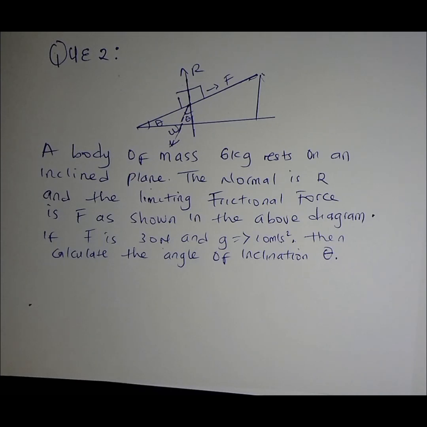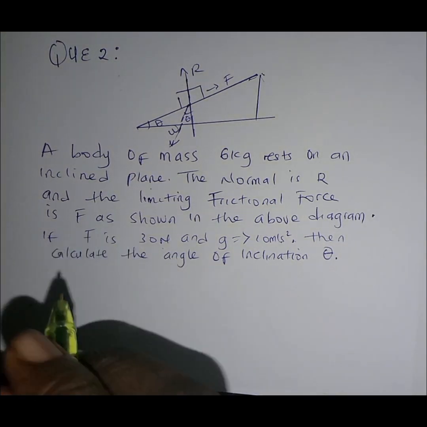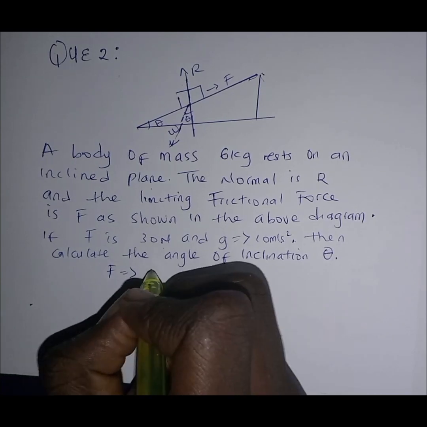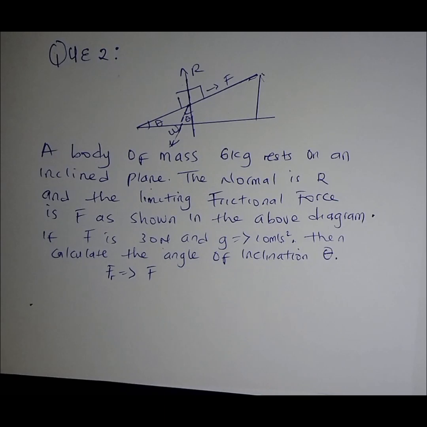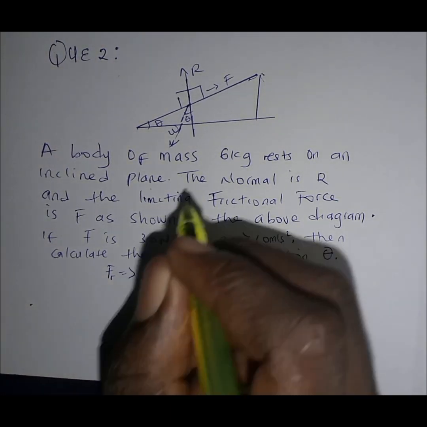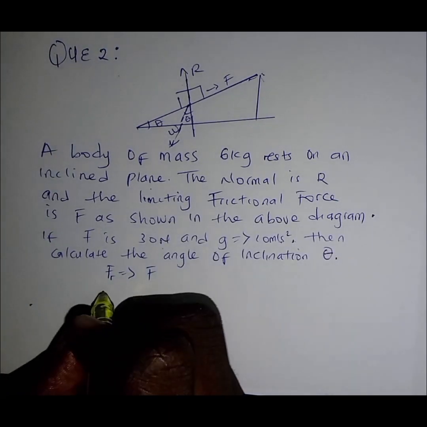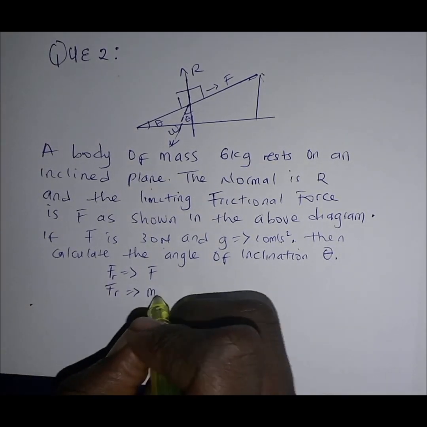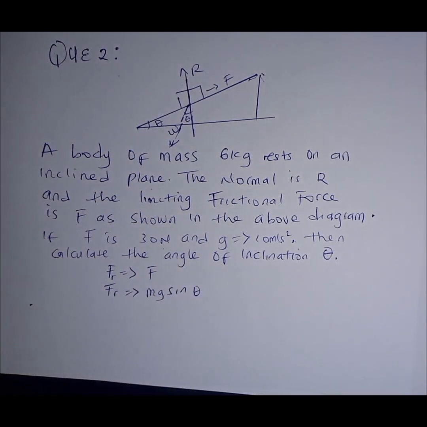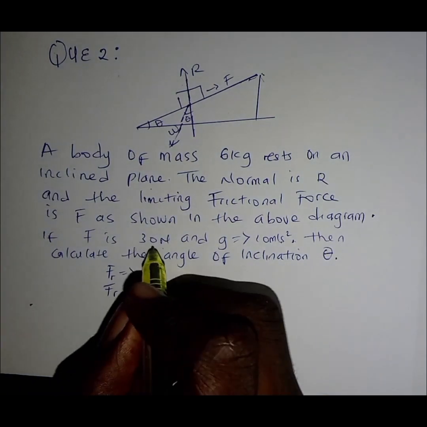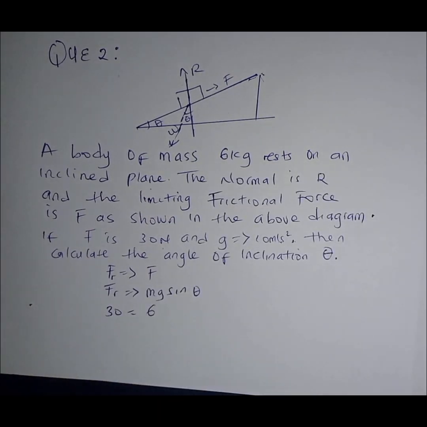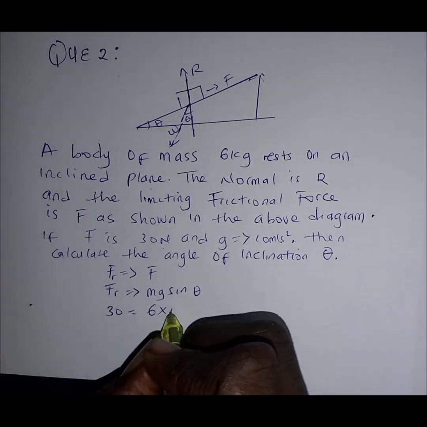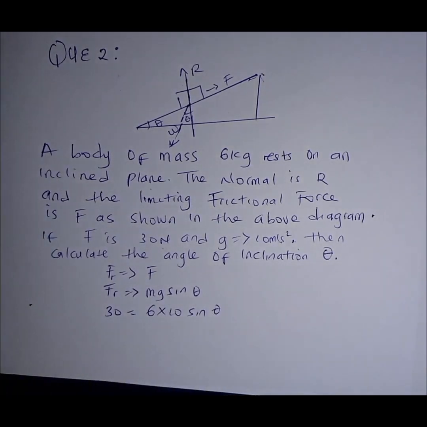Now recall, I told you that when the body is not moving, your F is the same thing as your force. So therefore my force on the inclined plane is mg sine theta. So therefore my F will just be mg sine theta. Now, knowing this, my F given in the question is 30. The mass given in the question is 6, times the gravity, 10, sine theta, and we're asked to look for the angle theta.